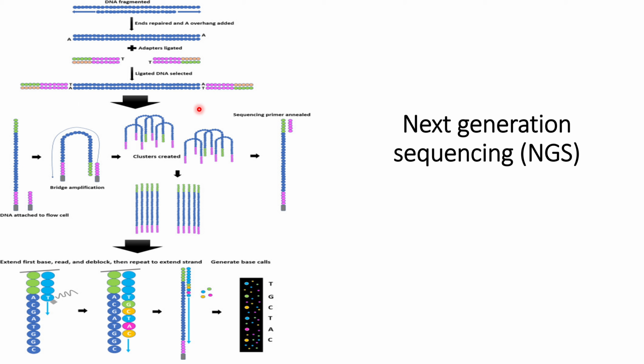Let me repeat my sentence. The barcode can be used to identify which DNA fragments are being sequenced by this next generation sequencing in a particular read. So that's how this next generation sequencing works.